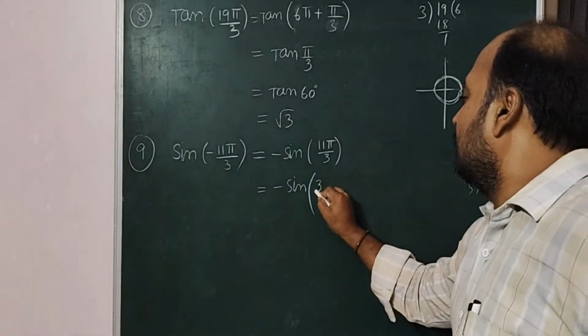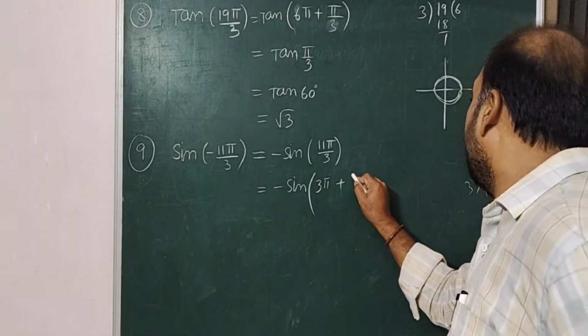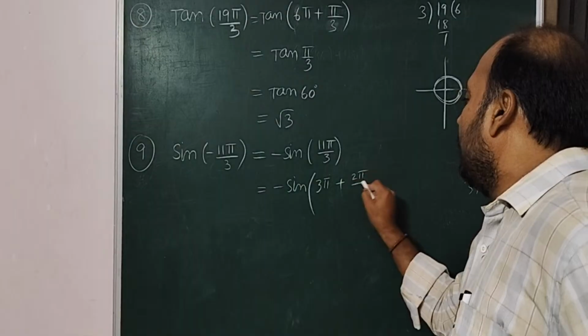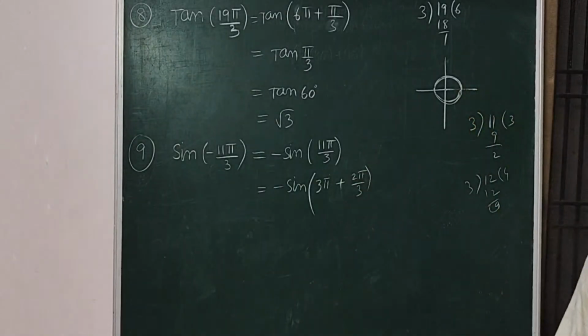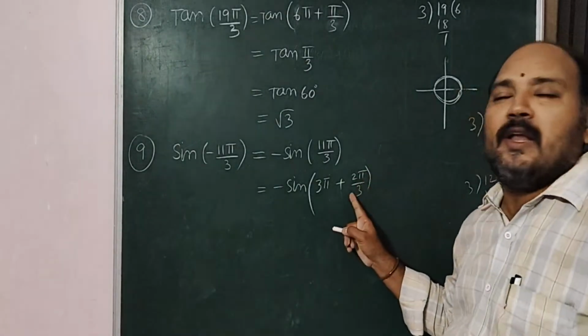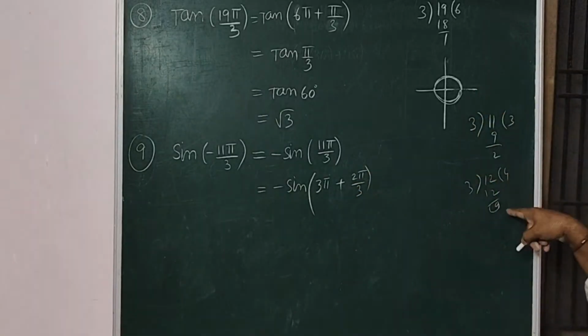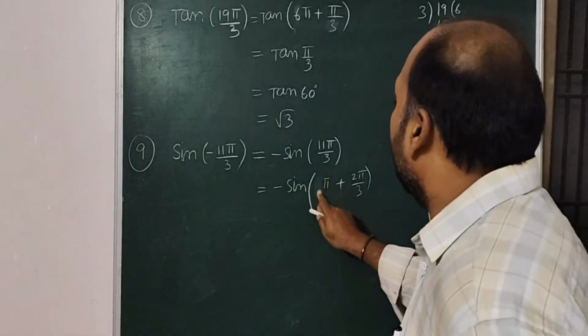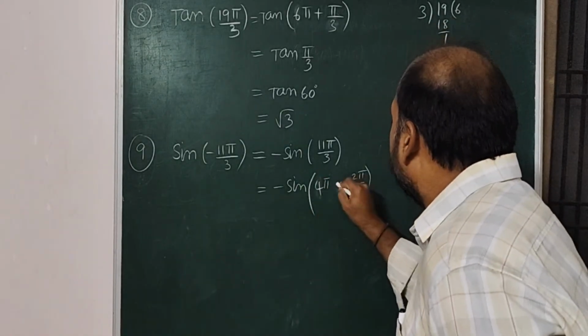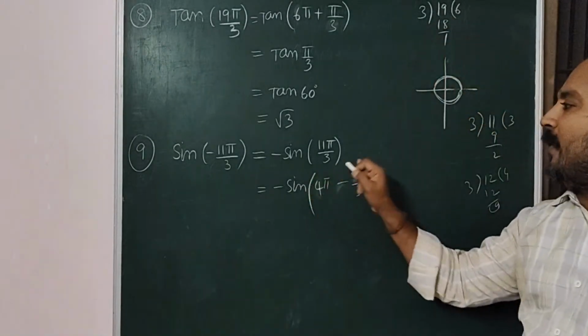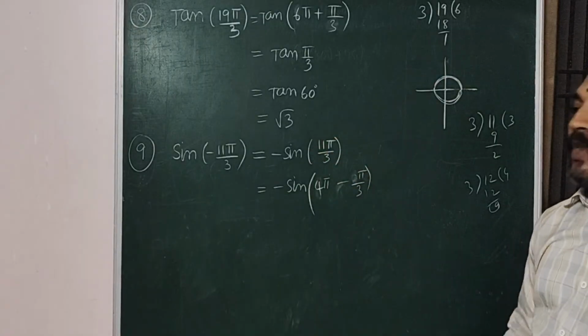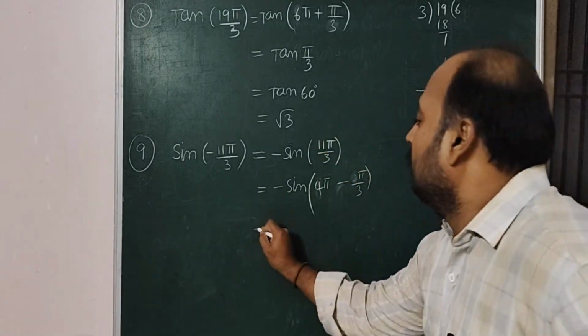According to this, 3 pi plus 2 pi by 3. This is one possibility. Generally we cannot write like this. Why? Because more than 90 degrees after plus we cannot write that. So the better suggestion is this one. We can do like this: 4 pi minus pi by 3. This is the correct one. 12 pi minus pi is 11 pi. Pi by 3 is less than 90 only.